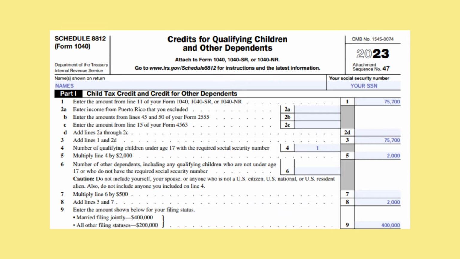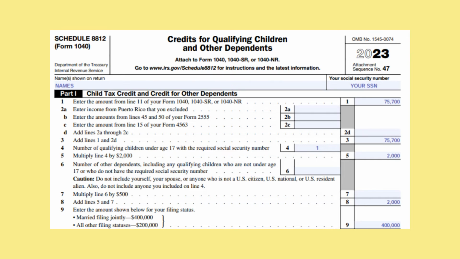On line 4, put 1 as you have one qualified child under the age of 17. Multiply that by 2,000 to arrive at 2,000 on line 5. Since we do not have any other dependents, we will leave lines 6 and 7 blank. On line 8, add lines 5 and 7 together to arrive at $2,000.